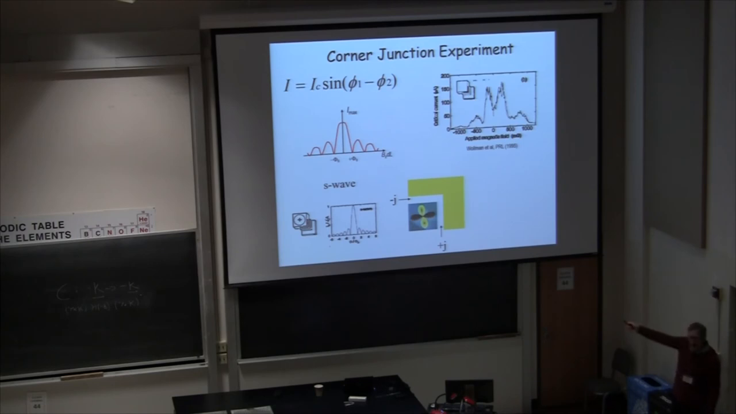Now we have the possibility that if this length and this length are exactly equal, the total current flowing through this junction will be zero. And in fact, that's the prediction. If we happen to make this length and this length not exactly equal, then we'll get something that looks like this.